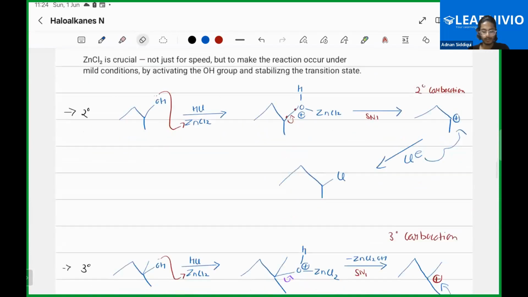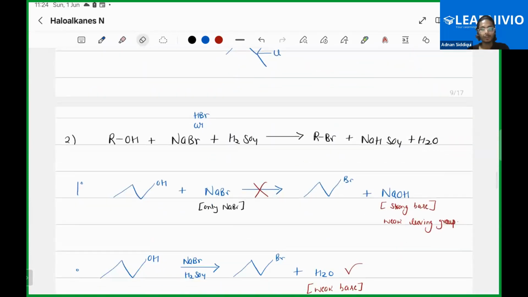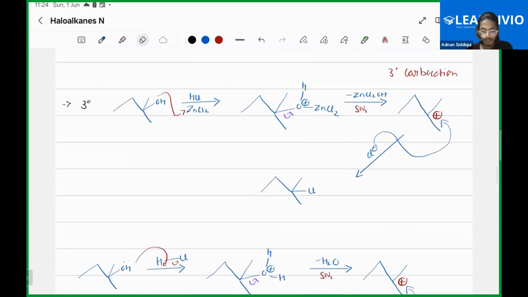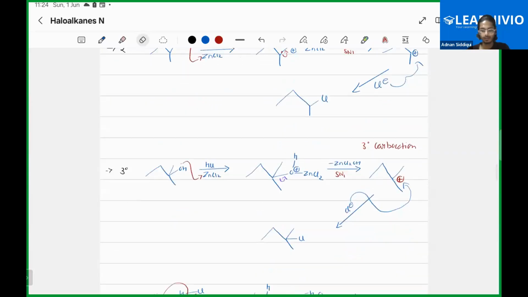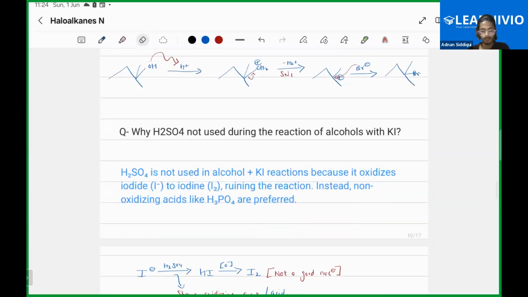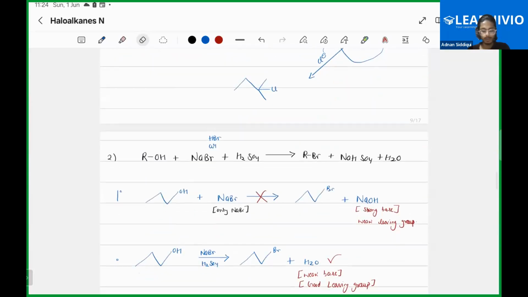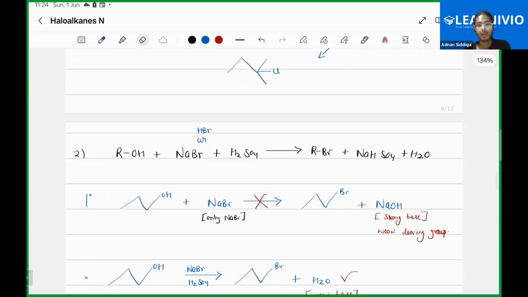Okay. So this was about our first method, right? Again, for this mechanism, for now, just try to get an overview. After we are done with SN1 and SN2, you will automatically see and understand it, like ABCD. So let us talk about the second preparation method.